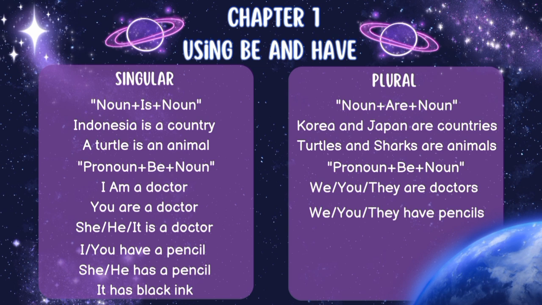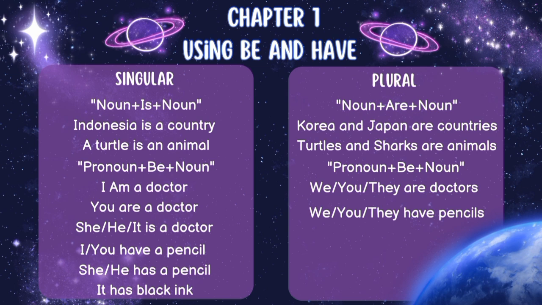Using have and has. For singular, I, you have a pencil. She, he has a pencil. It has black ink. For plural, we, you, they have pencils.